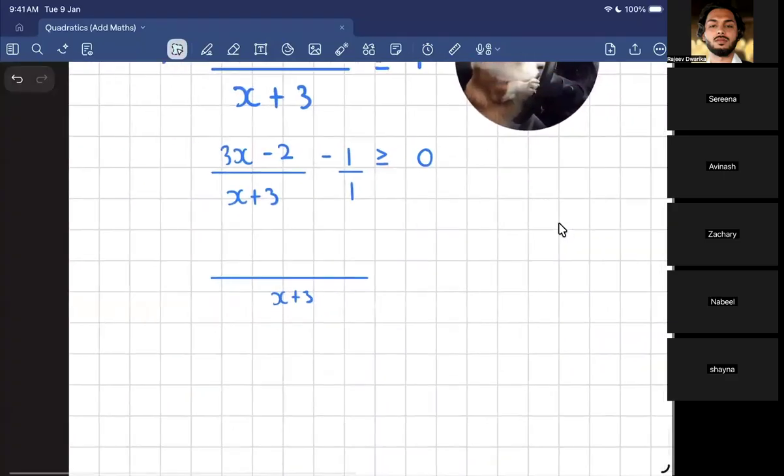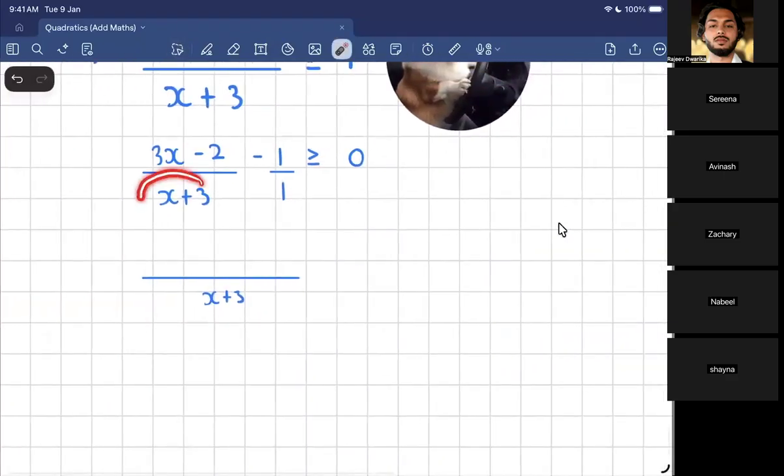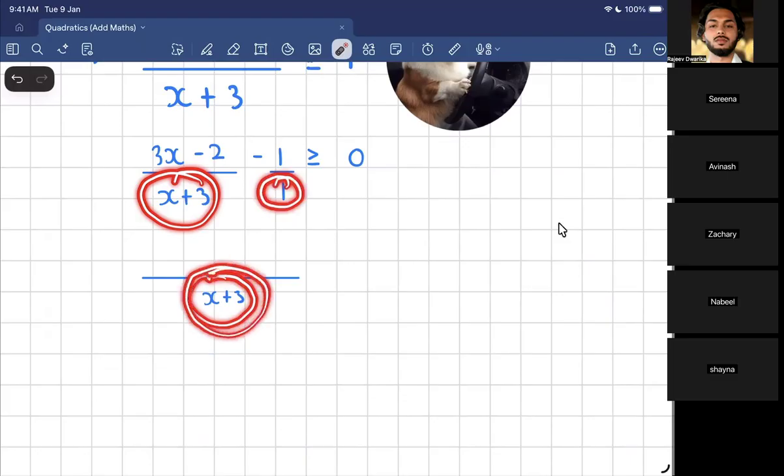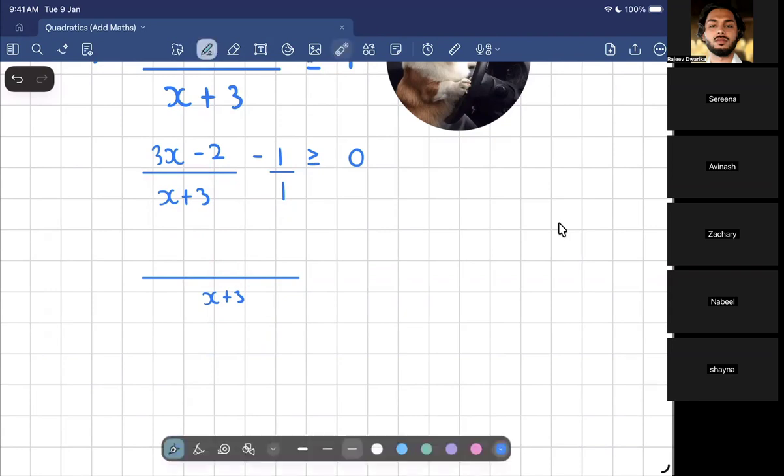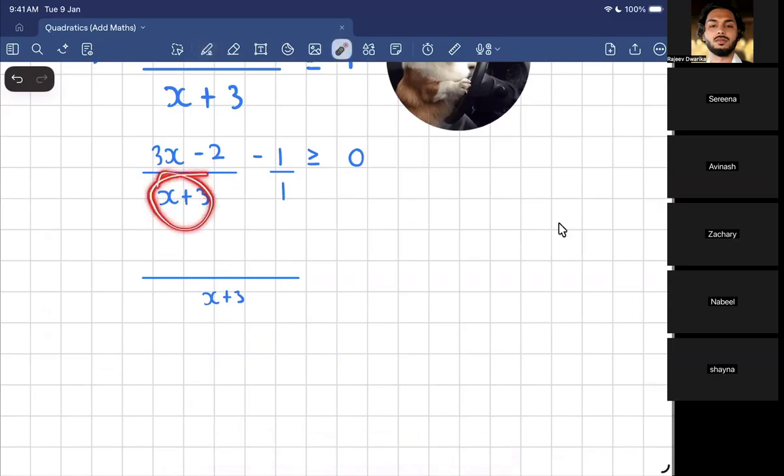All right, so Nabil, long story short, x plus 3 could go into x plus 3 how many times? 1 time. And how many times could 1 go into x plus 3? X plus 3 times. Exactly. I know it's a bit weird because you're saying letters, but it's the same concept you would apply if it was numbers. So there we go. X plus 3 into x plus 3 is 1, then you'd multiply this by 1.